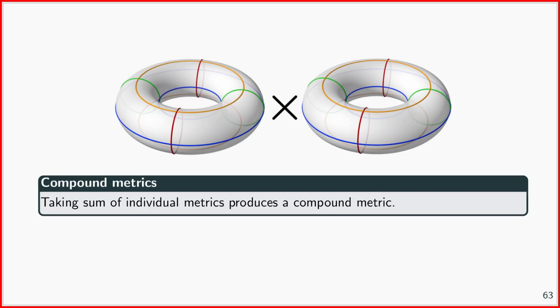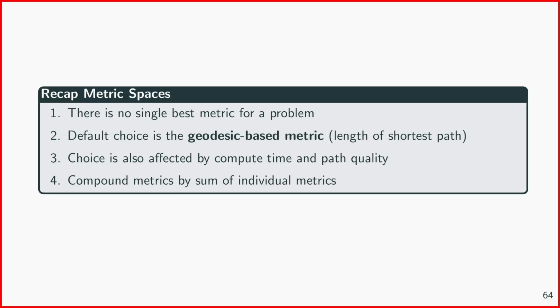Okay, and the consequence of all that is basically that taking the sum of individual metrics produces again a compound metric. So it's basically very easy to compute metrics on compound spaces. And to just recap that, first of all, what I said is that there's no single best metric for a problem. And I would say the default choice for metrics are geodesic-based metrics. So basically, you always want to try to find the length of the shortest path.